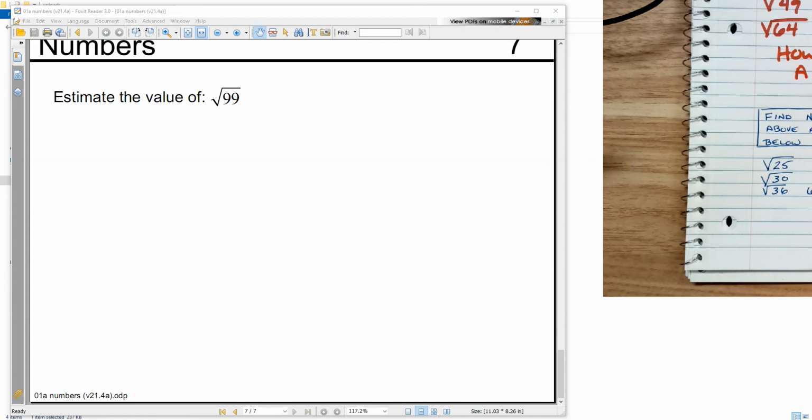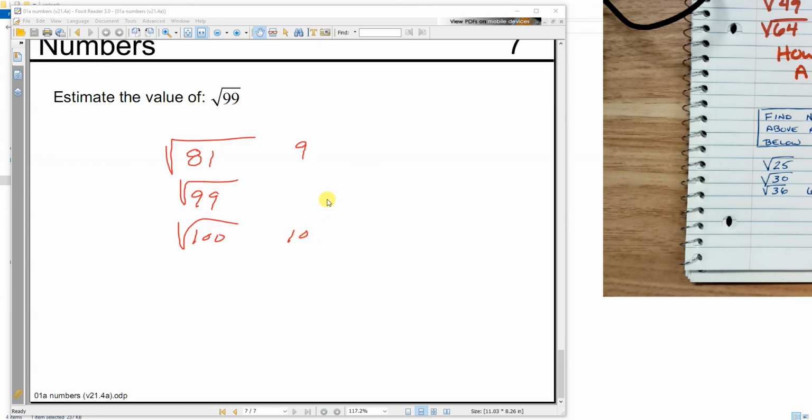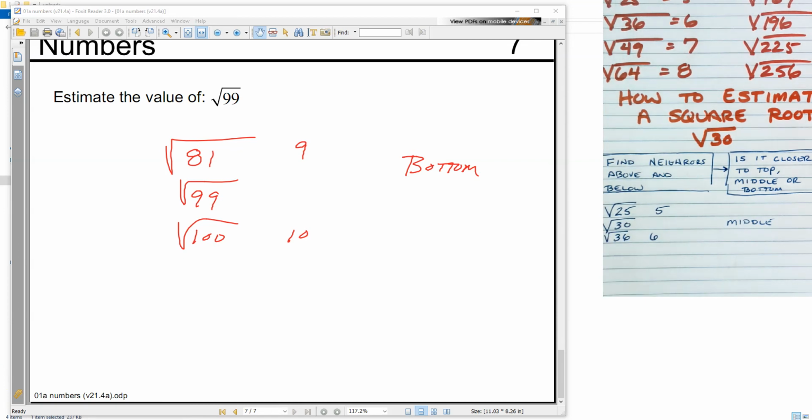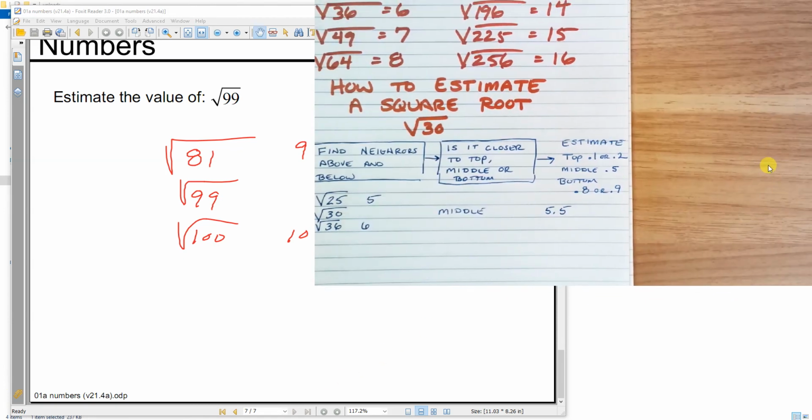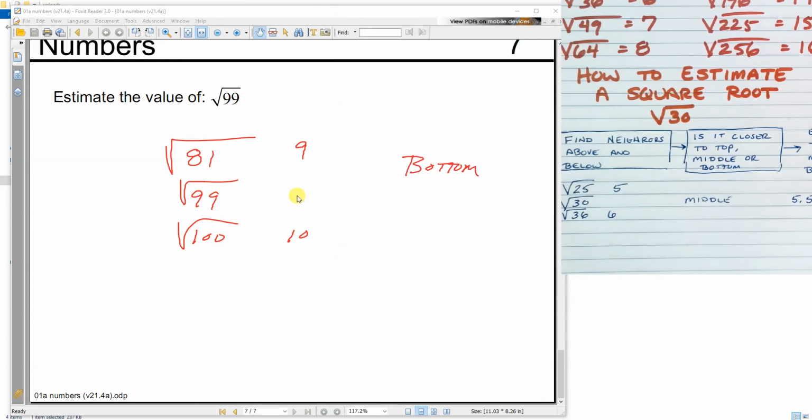Let's estimate the value of the square root of 99. Well, let's find his neighbors. 81, 99, 100. Square root of 81 is 9. Square root of 100 is 10. Is he closer to the top number, the bottom number, or the middle? Well, he's closer to the bottom. And if I look at my notes, bottoms would be like a 0.8 or a 0.9. Well, this is almost to 10, so I'm going to put it at 9.9. That's a good estimate for the square root of 99.